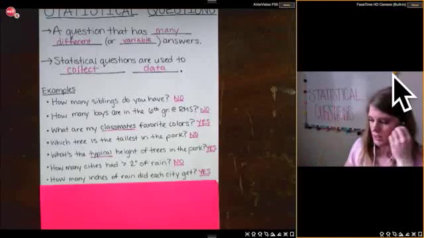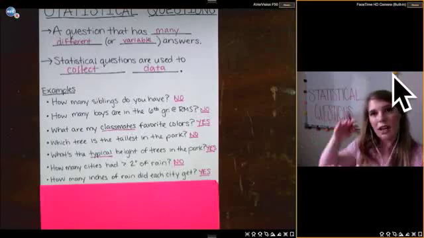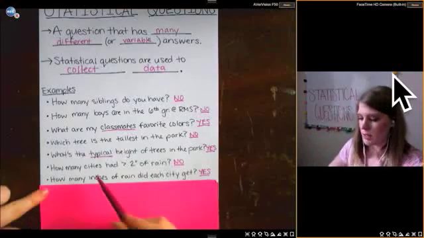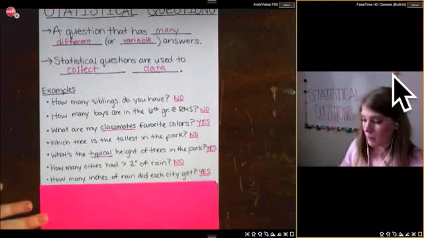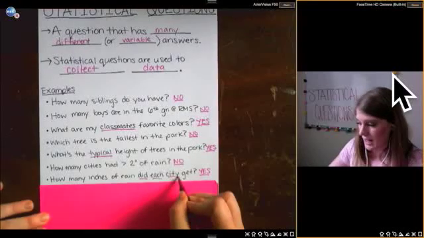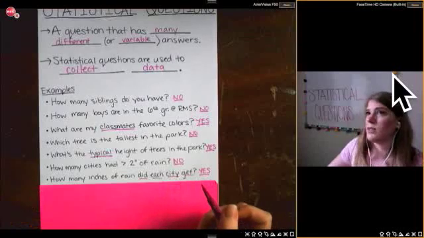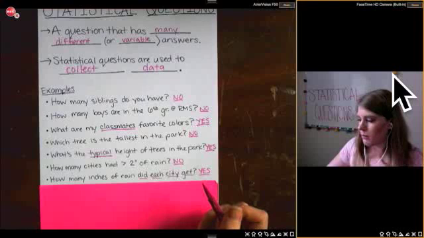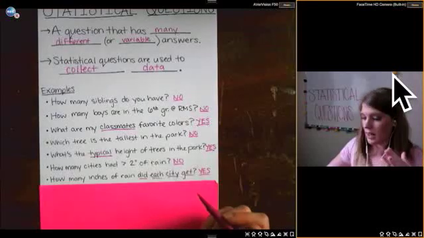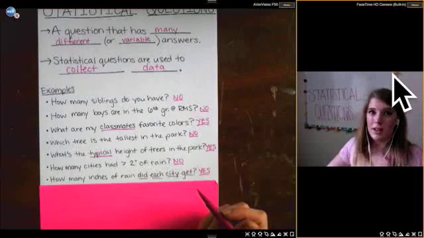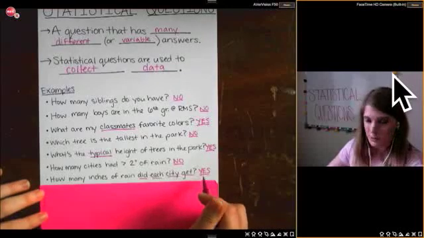So that's why it's not statistical, because everybody could go out and collect that same data, and you'd all end up with the same answer because we're simply asking how many cities. Whereas for this one, we're asking how many inches of rain did each city get. So if Tallahassee got 3 and Wakulla got 4, Thomasville got 3.5, they wouldn't all get the same exact amount of inches of rain. So we're going to have a long list of different variable answers to this question. That's why this one is statistical.